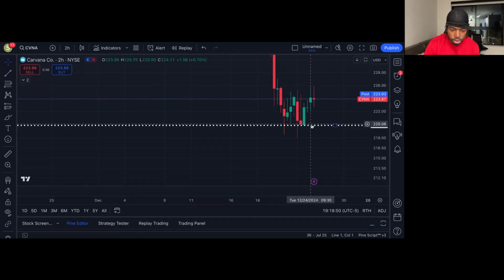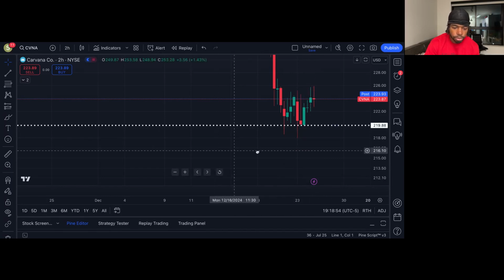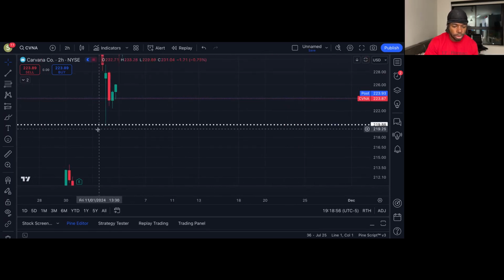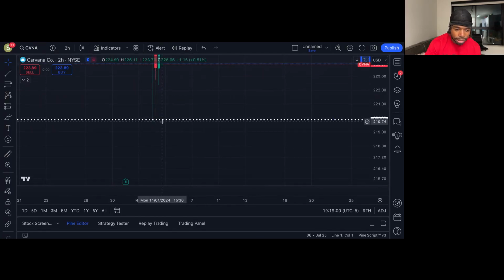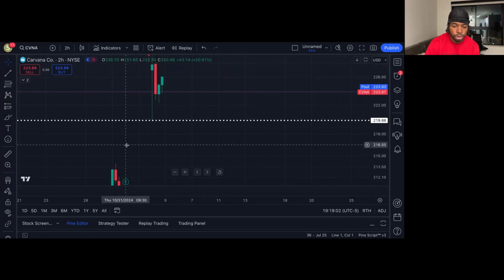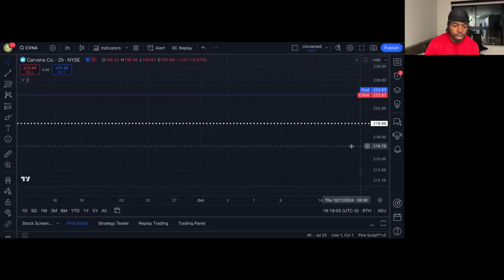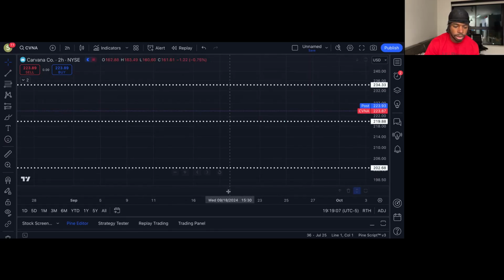So I'm using the closes here, and then these wicks kind of go past it, but I'm really interested in these closes. All right, and I go to the left, and there's a wick that tapped there to the penny before. So 219.88 is definitely a key level. Okay, definitely a key level.